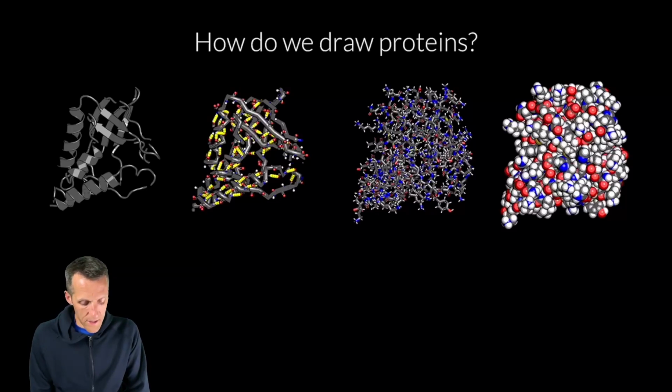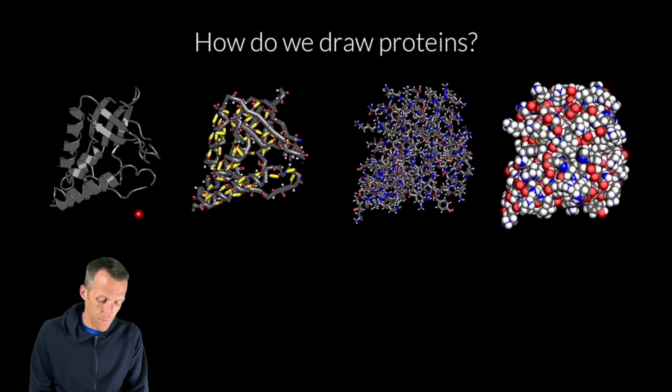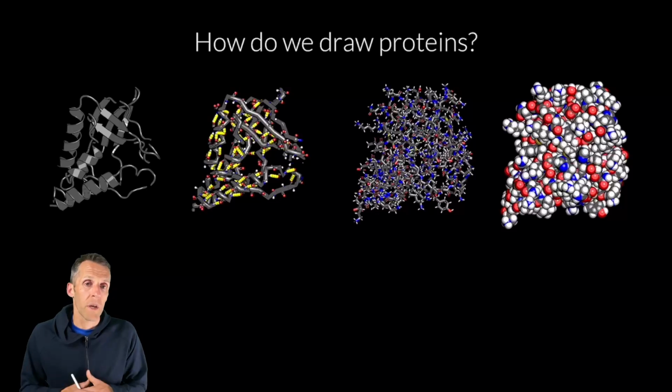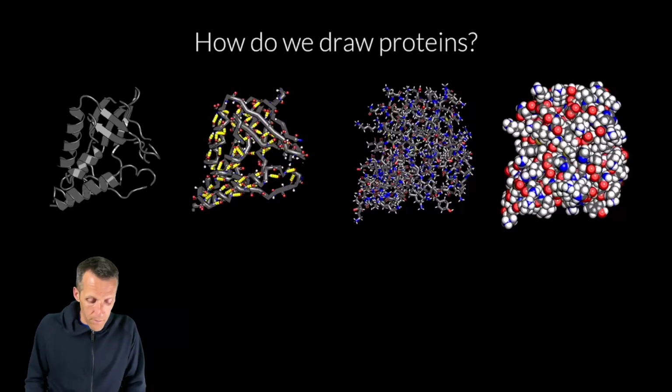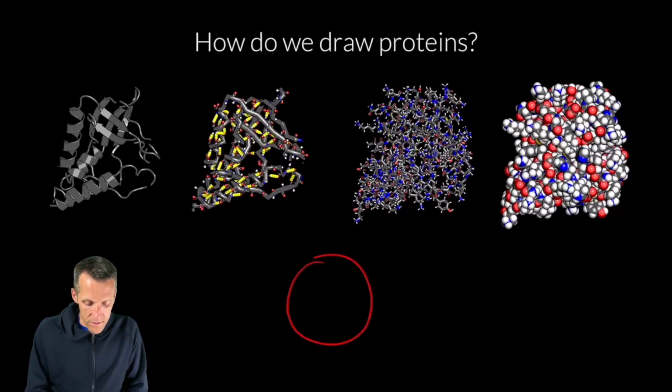We can draw them in the cartoon form. Come on, pen. There, cartoon form over here, right? This very schematicized representation. Maybe we're interested in things like backbone hydrogen bonds, so we use this representation here. Or we're interested in every single atom and bond, we use this here, or some kind of space-filling model. But there are actually other ways people draw them, right? They might draw them as a circle.